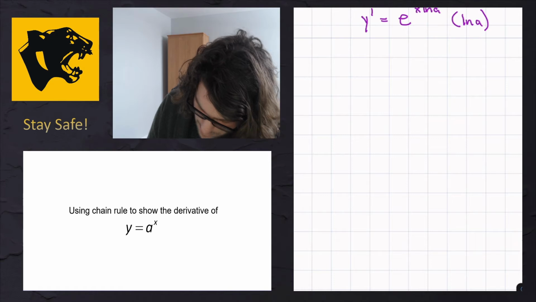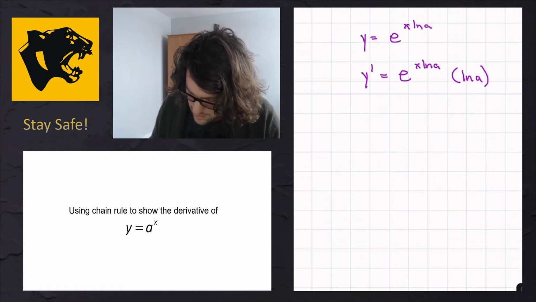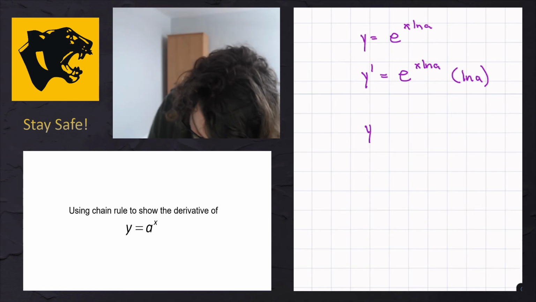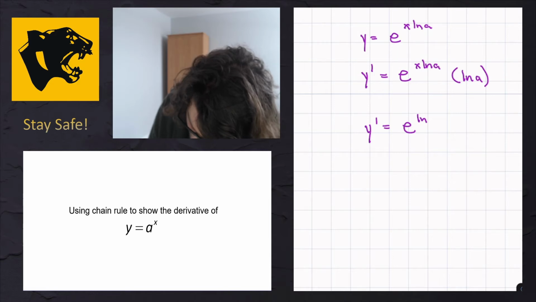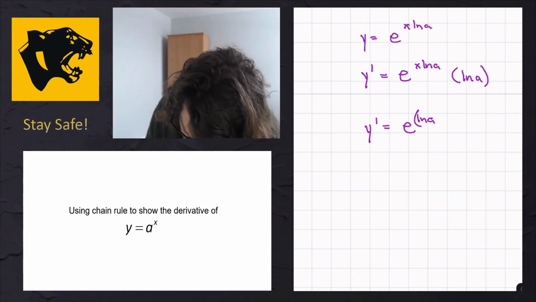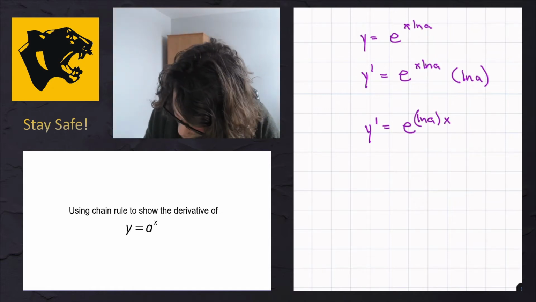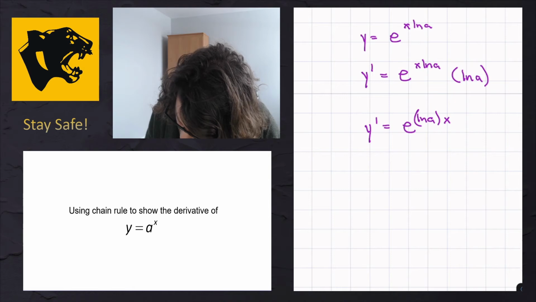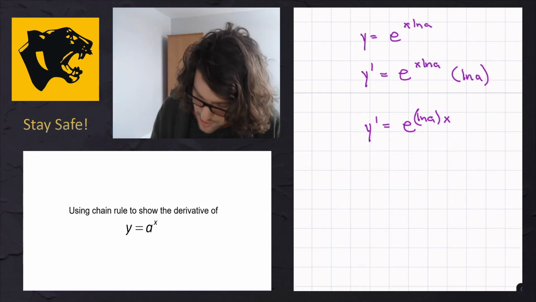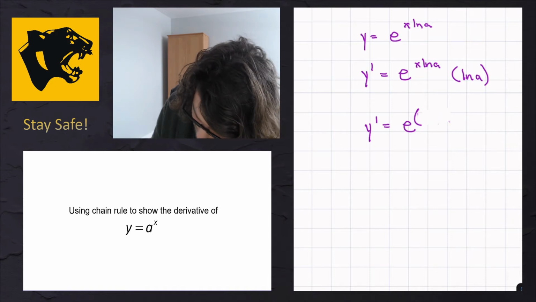So if I want to tidy this up a little bit, we could say that the derivative is equal to, now I'm just going to change the order that things are written up there. So it's going to be ln a times x, and then we're going to, oh no, actually, I'm going to change my mind on the way that I'm doing that right there.